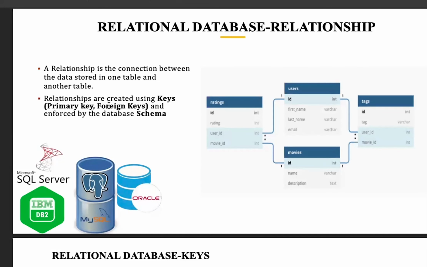Relational database relationship. A relationship is the connection between the data stored in one table and another table. Basically, the relationship is talking about the connection between different kinds of tables. In our case study today, you will understand that better because we have different kinds of tables.